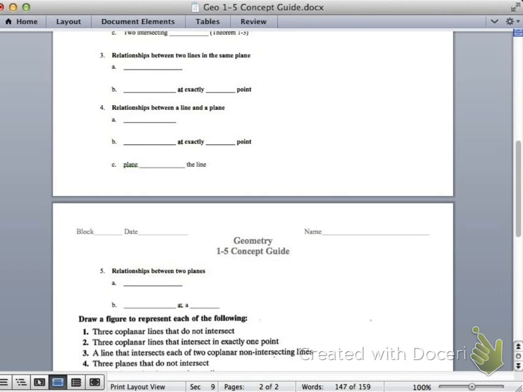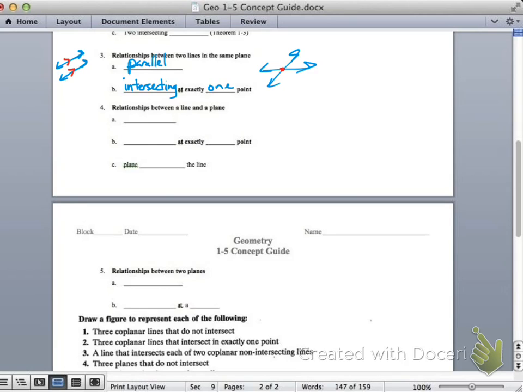Moving on. Relationships between 2 lines in the same plane. If you have 2 lines in the plane, they can be parallel. They're in the same plane, they don't intersect, they're parallel. These little red markings there mean parallel. Or they can intersect at exactly 1 point. If you have 2 coplanar lines, they either intersect at 1 point or they are parallel. They can't intersect at more than 1 point. That's not possible.